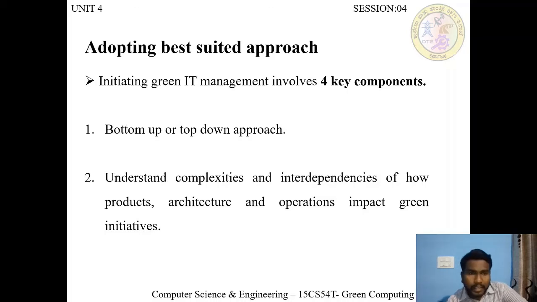So we'll move on to the second key component, that is, understand complexities and interdependencies of how products, architecture and operations impact green initiatives. Here we have to think about what product we are developing or manufacturing, the process which we follow, the operations, and the tools which we use to develop or manufacture the product.